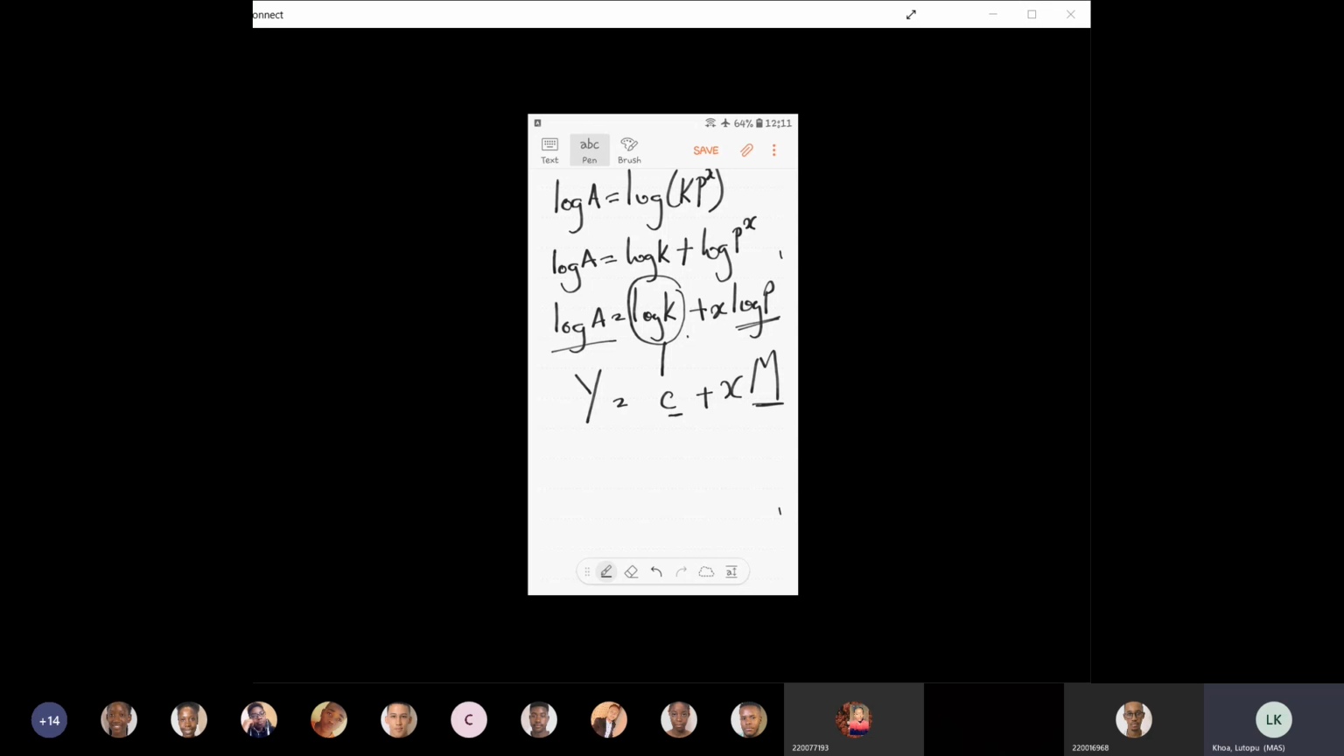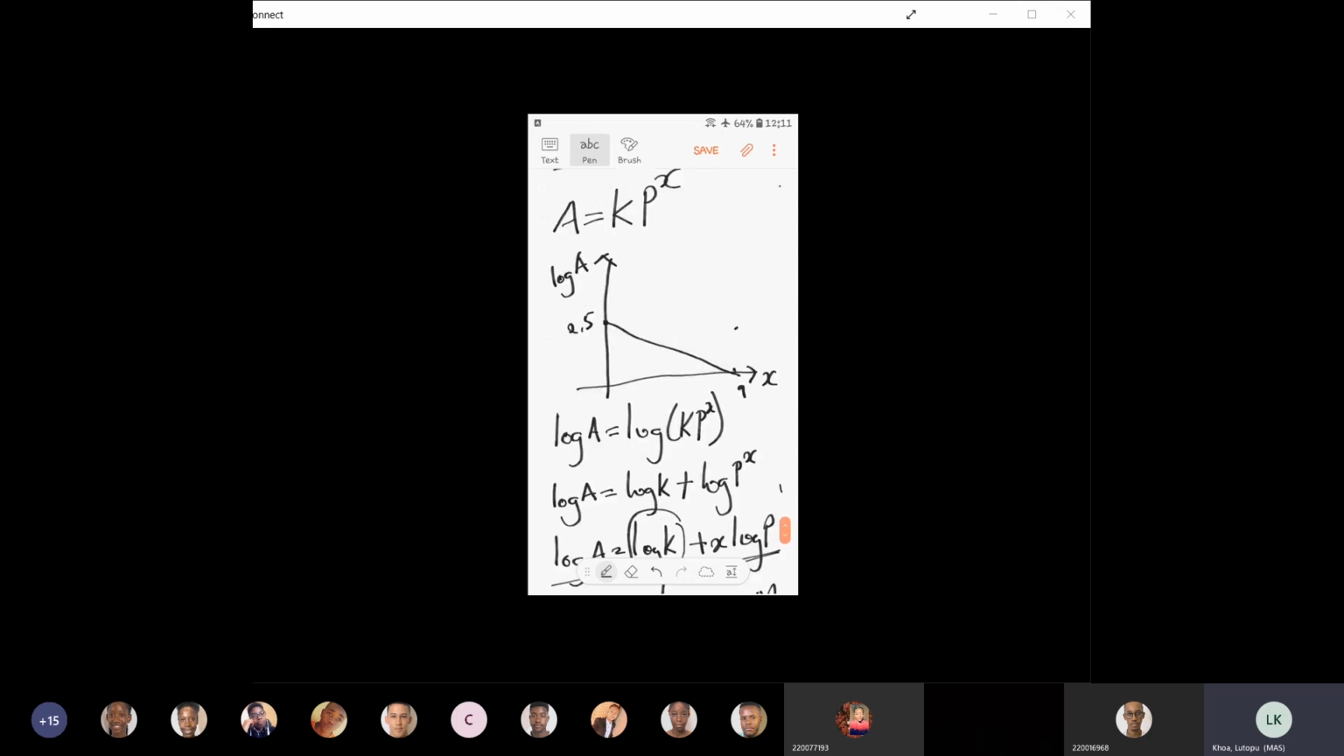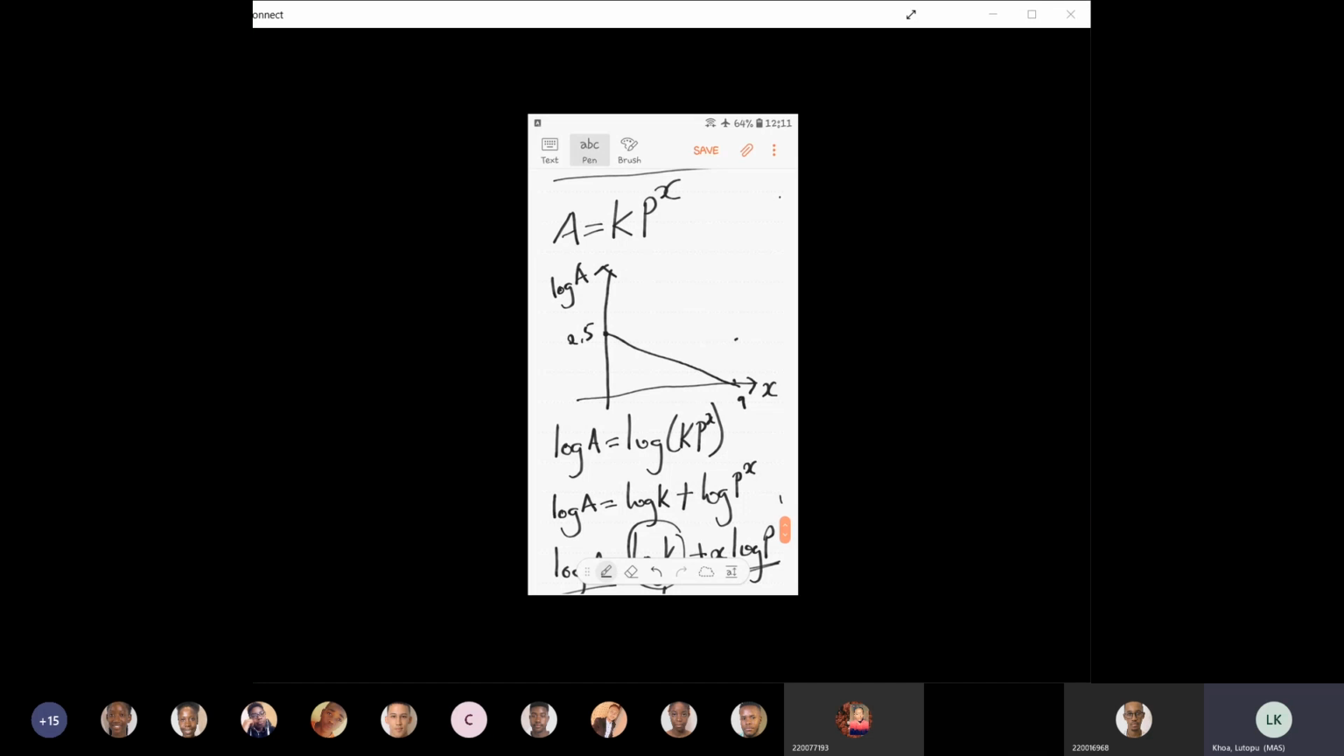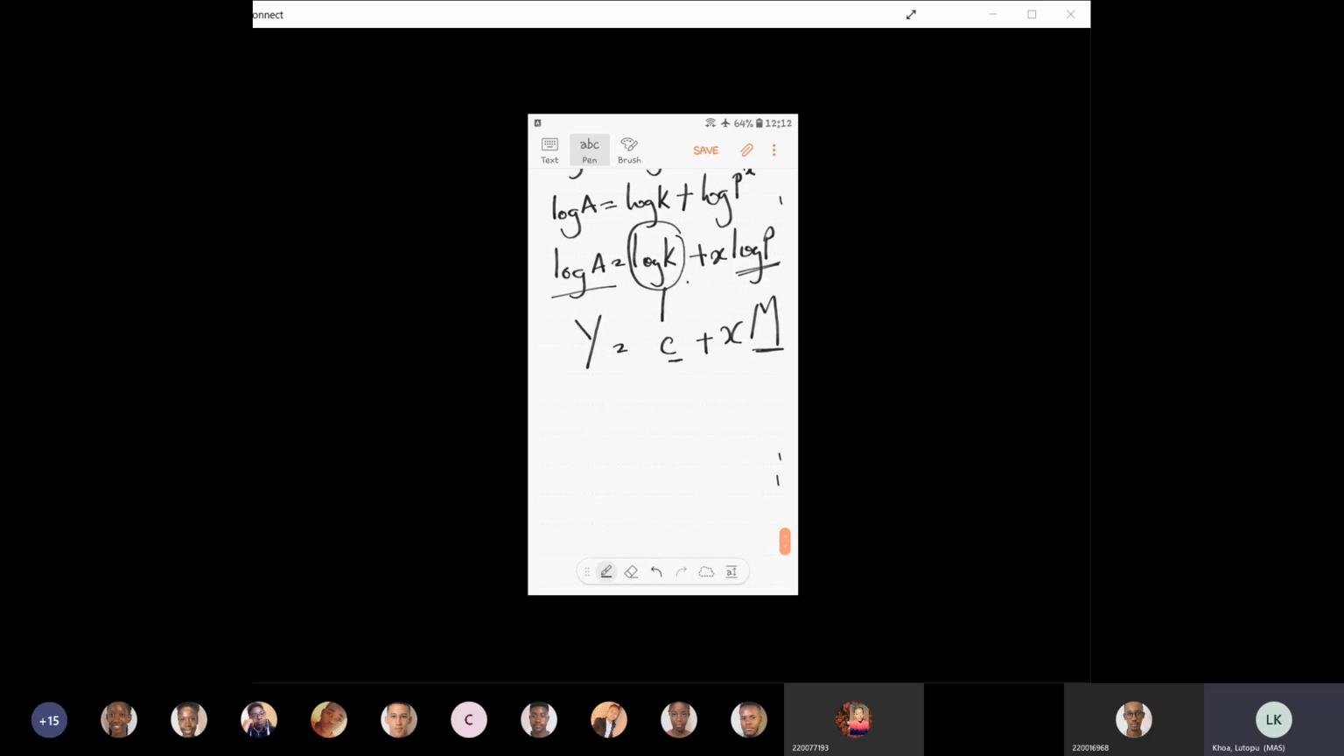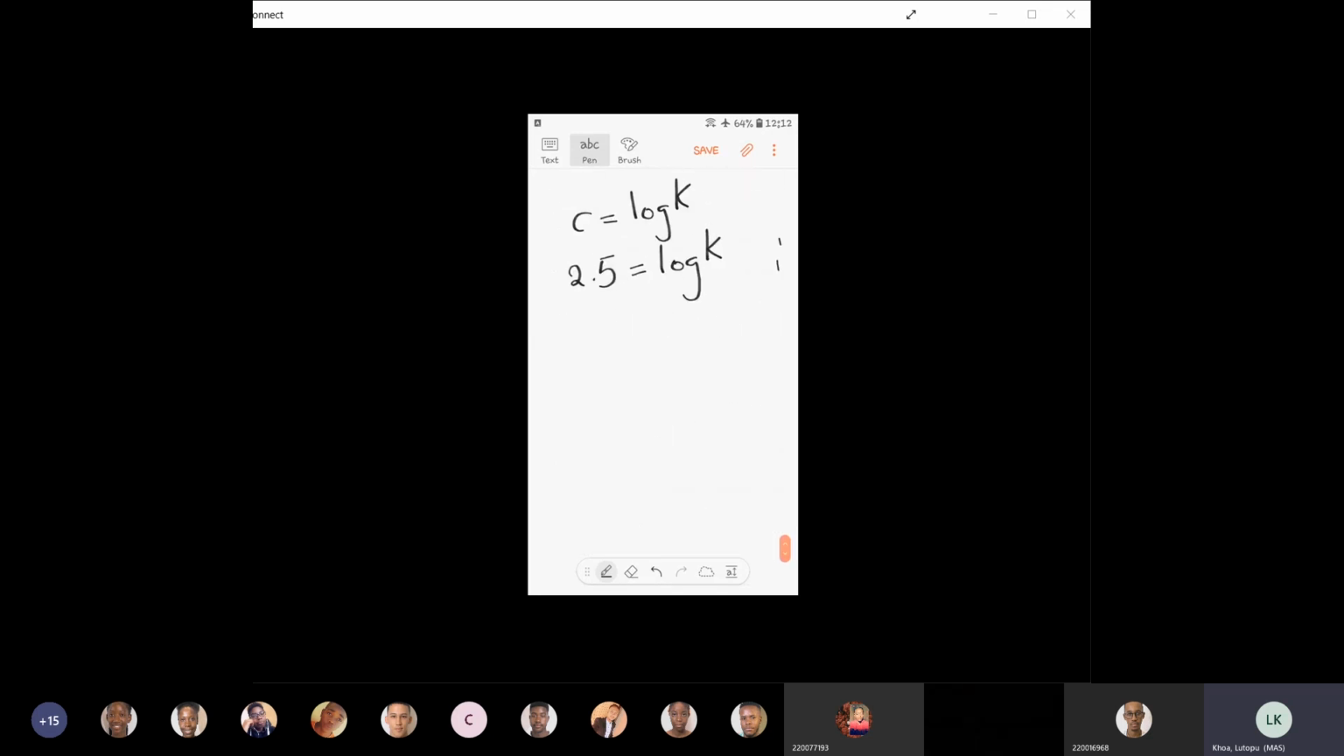So what I do is I look at my graph. If I look at my graph here, the y-intercept is 2.5. So it's drawn over there, it's 2.5. So I have this c is equal to log k, and c is equal to 2.5. This is equal to log k. Now I solve for k. So the base over here is 10. So I have k is equal to 10 to the power of 2.5. And that's it.